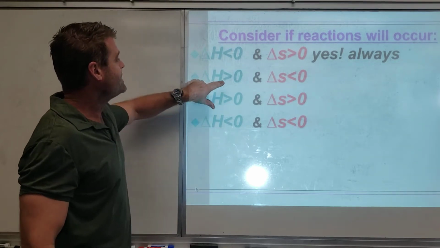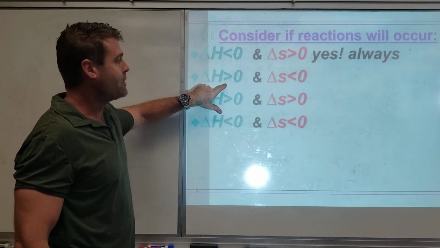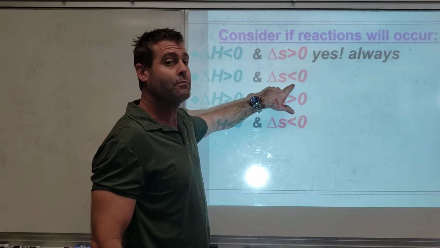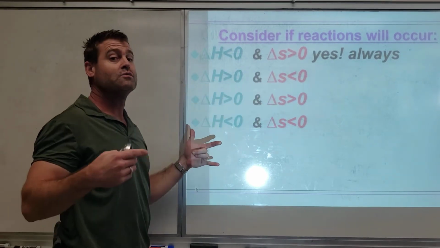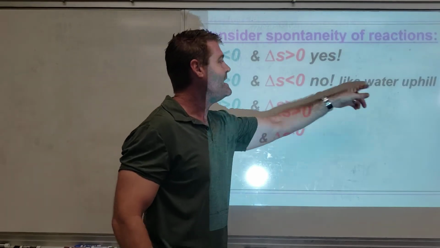What about if we have the delta H is greater than 0, meaning it's an endothermic reaction, and the delta S is less than 0? That means it's becoming less disordered or more ordered. Well, both of those would go against it occurring naturally, so you guys, that would never ever happen.